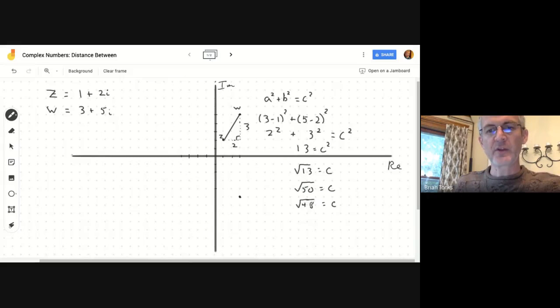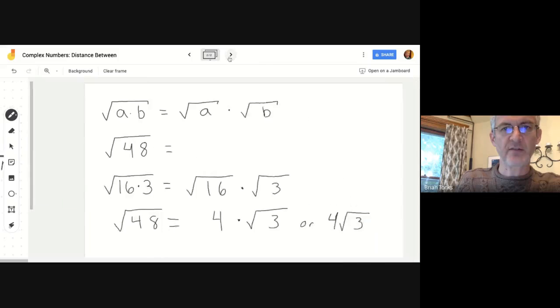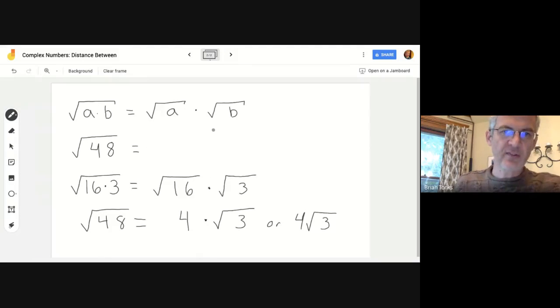I'm going to use this 48, and then we'll come back and see what we would get for 50. So let's go to the next panel, next frame. Here we go. So this is the relationship that we'll be using, that if you have a square root of two things that are multiplied, they have to be multiplied, or division would do the same thing, but addition and subtraction do not. So the square root of the product of two numbers can be expressed as the square root of the first number times the square root of the second number.